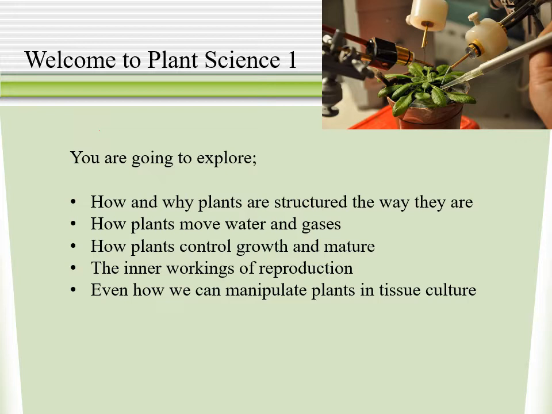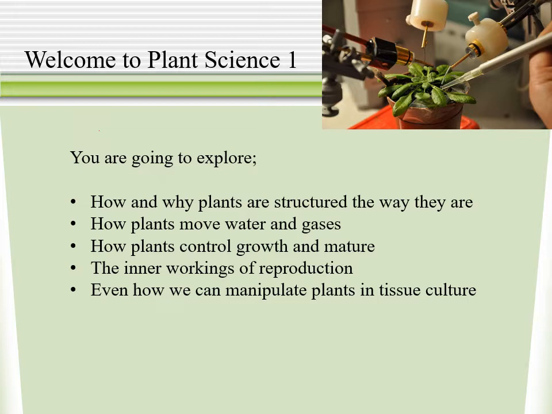Anyways, Plant Science 1, what are you going to be doing? You're going to be learning about, like it says here, how and why plants are structured the way they are. So you're going to be looking at microscope slides of different types of plant tissues and talking about why they are the way they are. We're going to discuss how water moves through a plant and how gases move through a plant. These are such important elements to understanding plant growth, particularly in a greenhouse context where we really can influence the movement of gases and water in crops to try to improve quality or whatever.